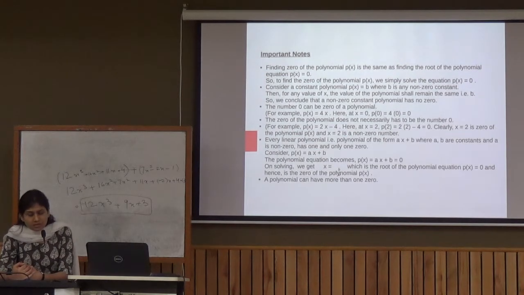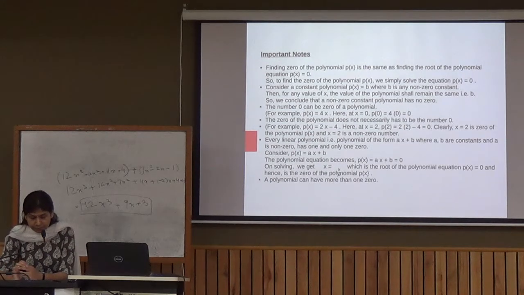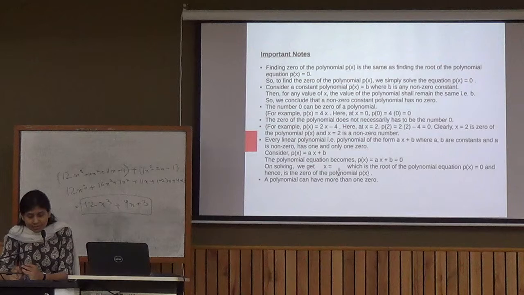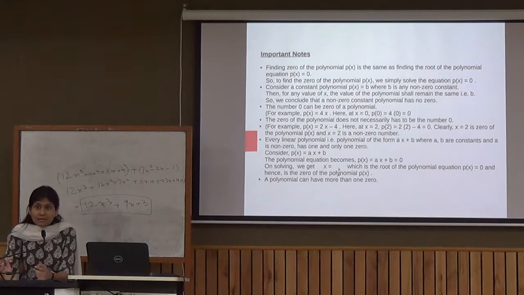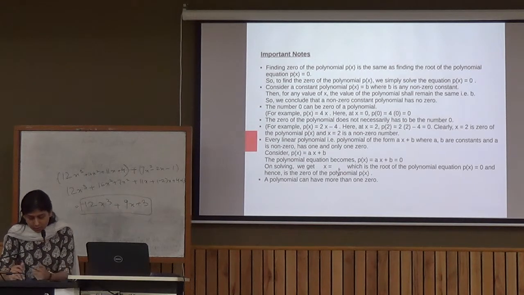Now, consider a constant polynomial, say p(x) equal to b. Friends, note that here b must be a non-zero constant. Then for any value of x, the value of the polynomial shall always remain b. This will never change for any value of x. So we conclude that a non-zero constant polynomial has no zero. But suppose that b here is equal to 0, then for every value of x, the polynomial value is equal to 0. Hence we say that every value of x will be a zero of the polynomial.